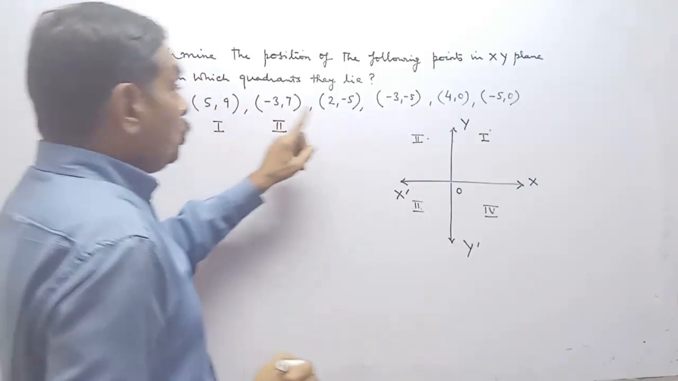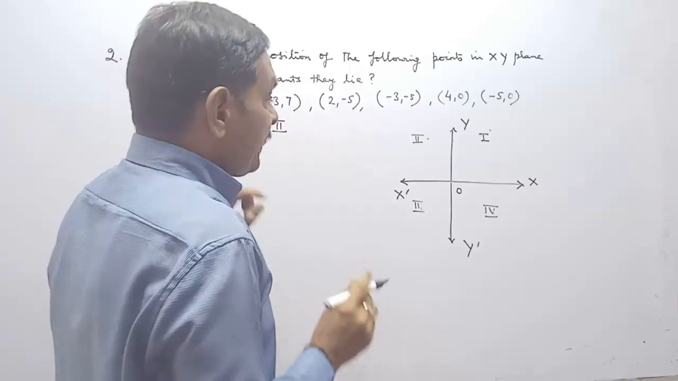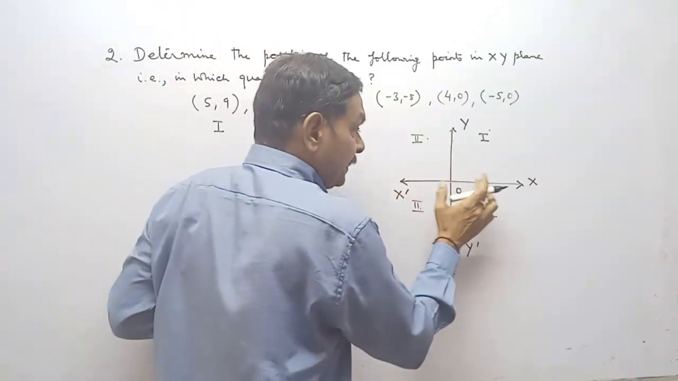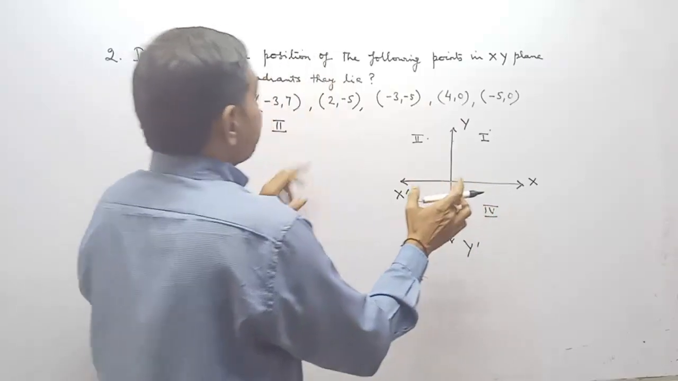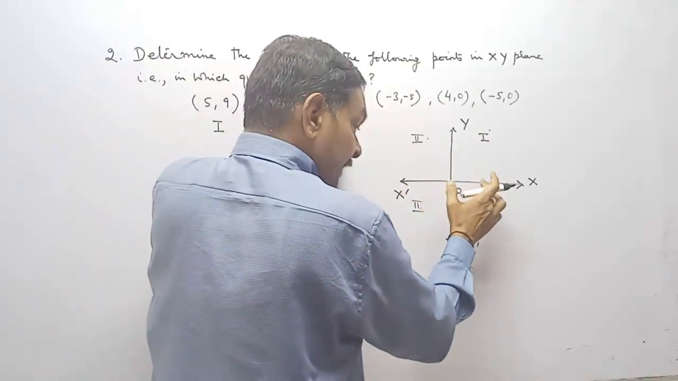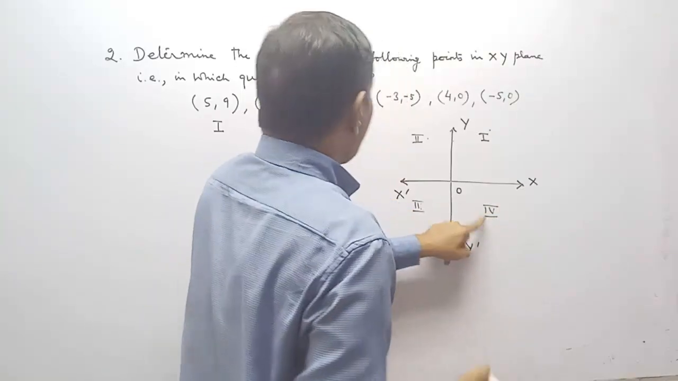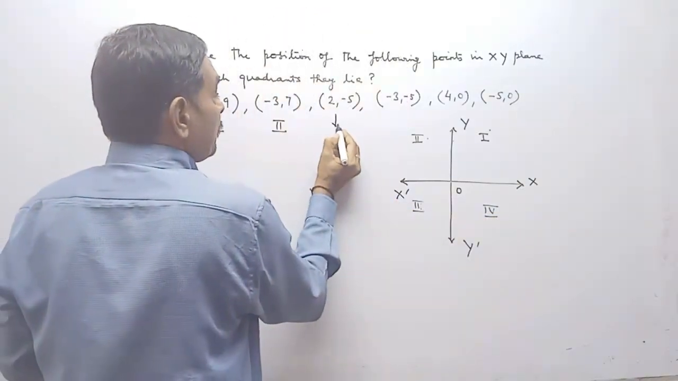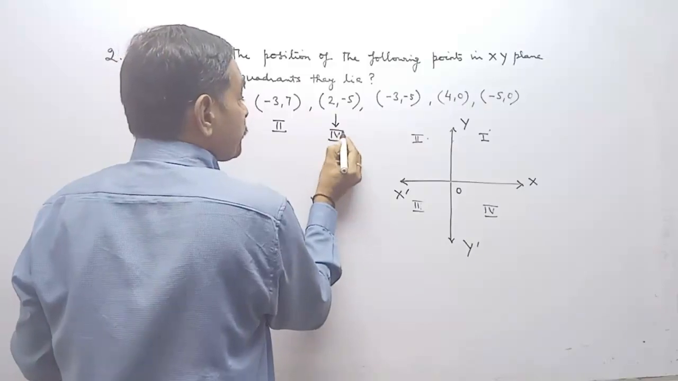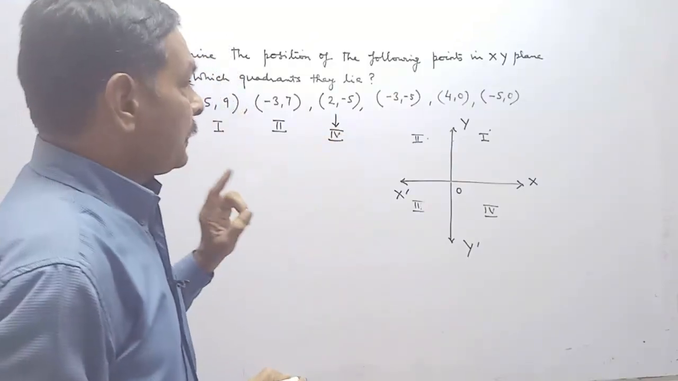Correct? (2, -5). (2, -5) means on X-axis we are moving in positive direction. On Y-axis we are moving in the negative direction. Negative direction of Y-axis means downwards. So we will be approaching in the fourth quadrant. So this is our fourth quadrant. This point will lie in the fourth quadrant.